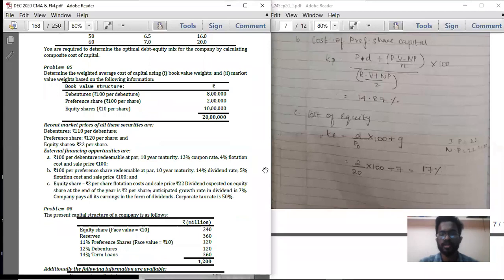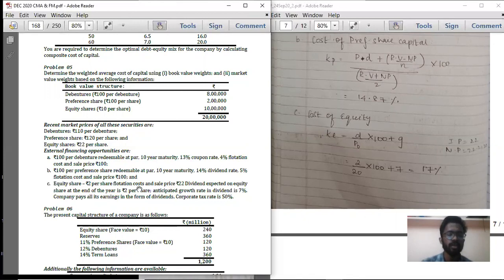Now below that, small c, cost of equity. Now read what they have given for cost of equity. Equity shares, 2 rupees per share flotation cost. That is, for every equity share you are incurring 2 rupees per share as flotation cost, and sales price is 22 rupees. So out of 22 rupees, if you deduct 2 rupees, 20 rupees is the net proceeds.